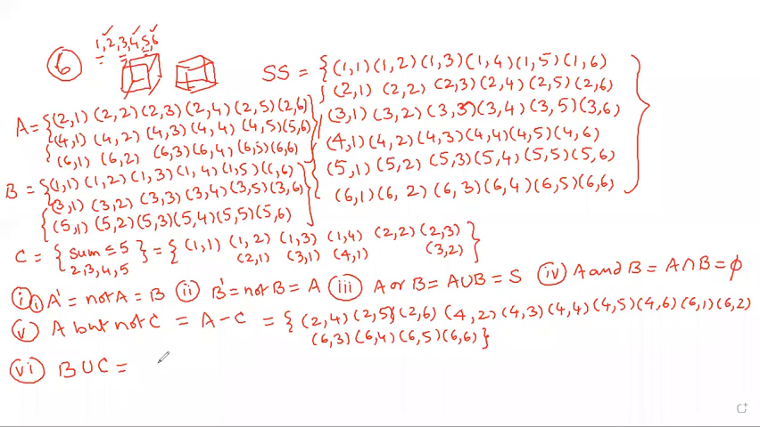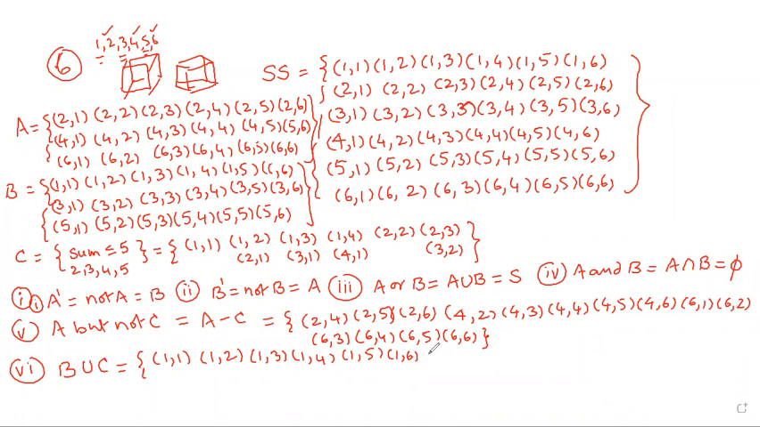B union C. Everyone see B union C. B and C: one is repeated, therefore write it one time. Next, 1 comma 2. 1 comma is repeated, write it one time. 1 comma 2. Next 1 comma 3. Next 1 comma 4. Next 1 comma 5. Next 1 comma 6. Write down the B elements in total.